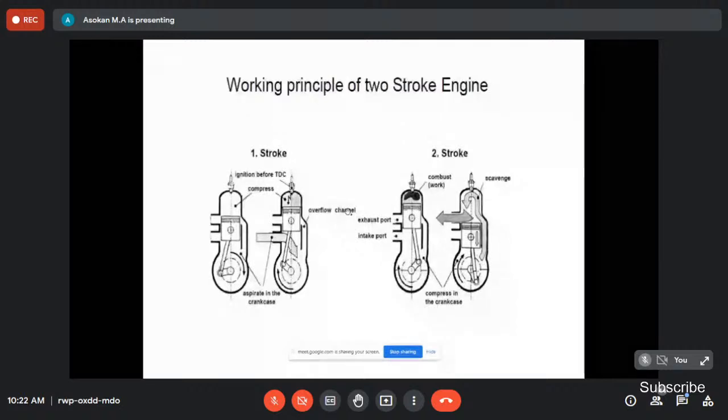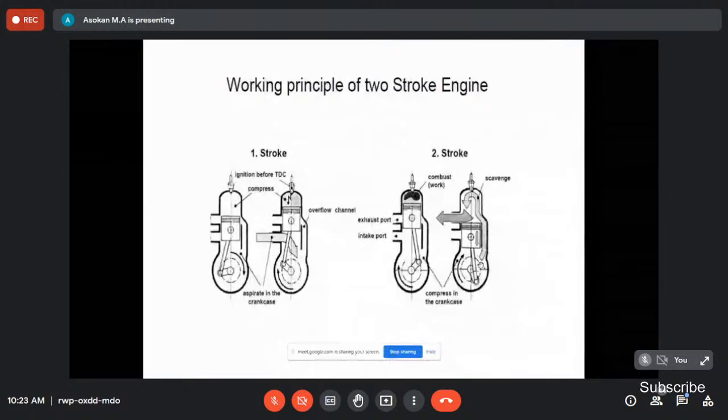During this time, the fresh charge flows from the crankcase to the top of the piston. The fresh charge gas forces the burnt gases outside of the cylinder. This is the port timing diagram of the engine.